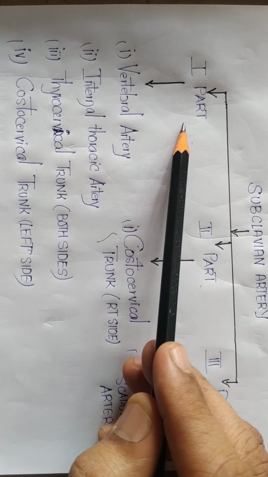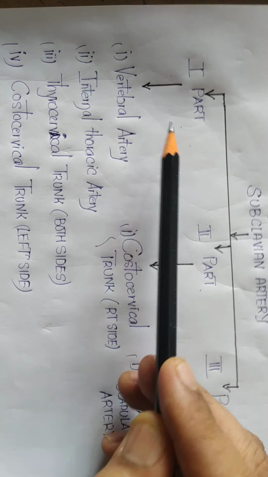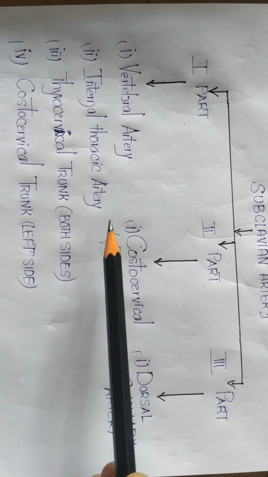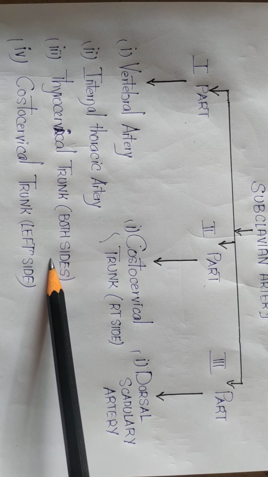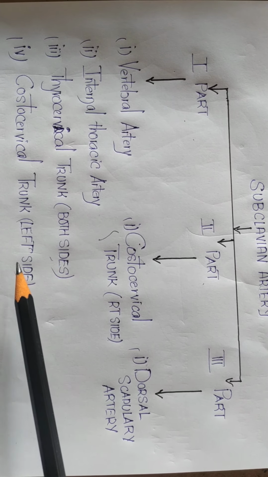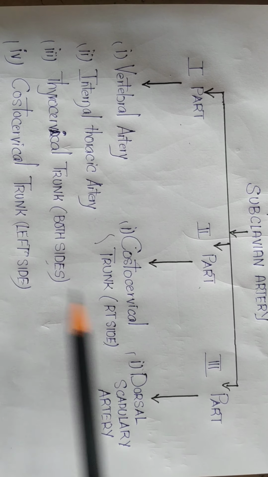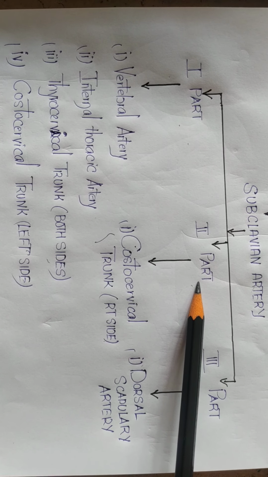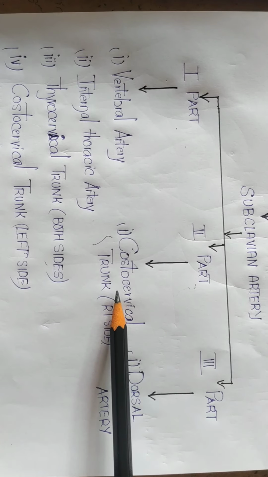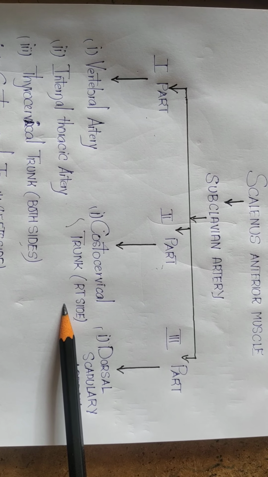Now we will discuss the branches coming from the first part. The branches coming from the first part are the vertebral artery, internal thoracic artery, thyrocervical trunk from both sides, and costocervical trunk of the left side. Now coming to the branches of the second part, which lies behind the scalenus anterior muscle, there is only one branch, that is the costocervical trunk of the right side.